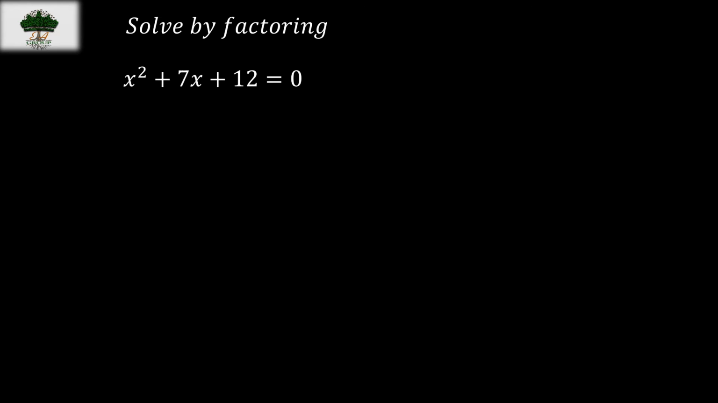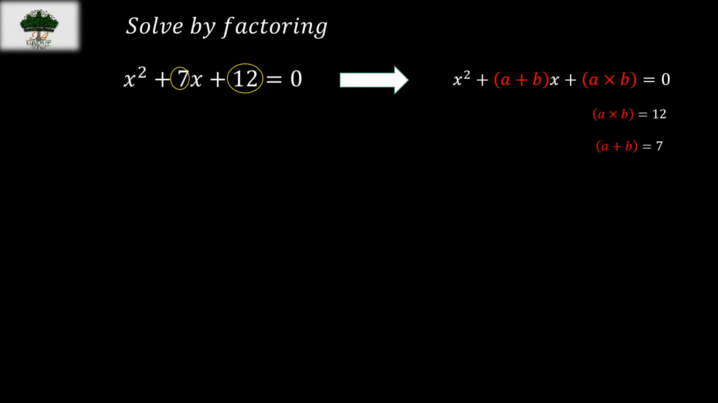Alright, if you need to solve any quadratic equation by factoring, you have to find two numbers. If you add them, you get the middle term, and if you multiply them, you get the constant term. Here the middle term is 7 and the constant term is 12. So the two numbers I need are: if I add them, I get 7, and if I multiply them, I get 12.